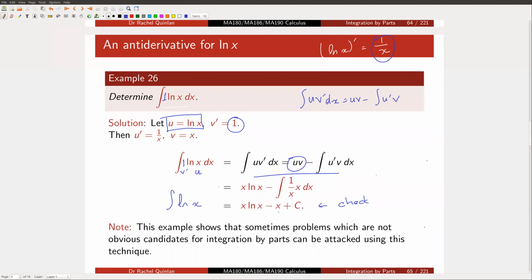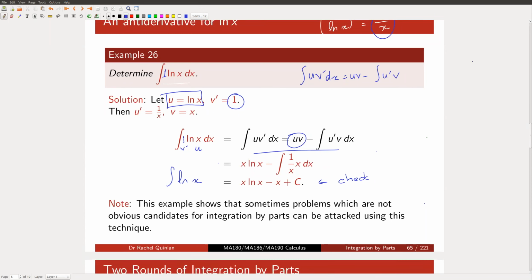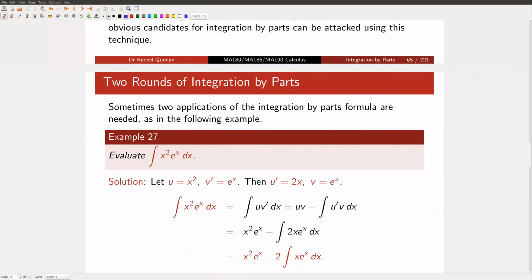Okay, anyone have a comment or a question? Okay, if not, then on to the next ingredient of integration.